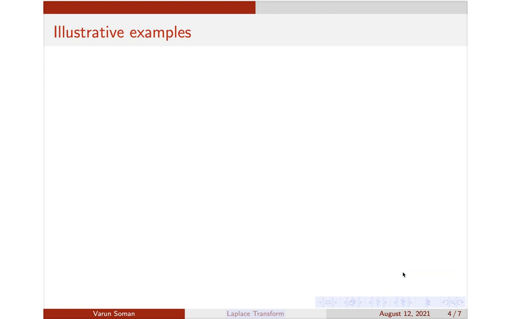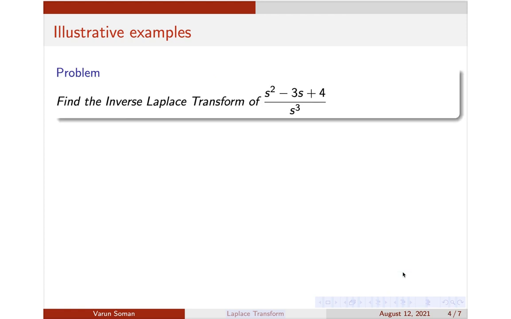Now moving forward, can you find the inverse transform of this function? s square minus 3s plus 4 by s cube. What will you do? Look at the table. What can you use here? Can you think of any idea? One basic common sense idea that will come to our mind is that you can split the denominator for each of the terms.